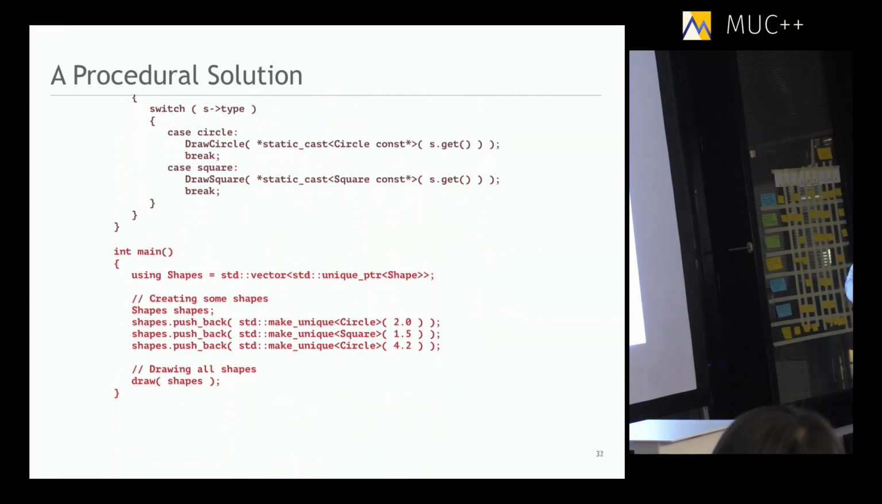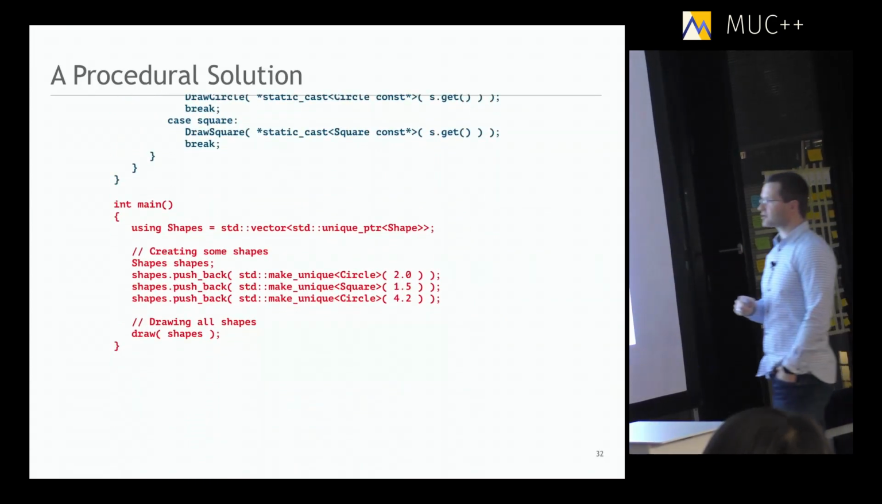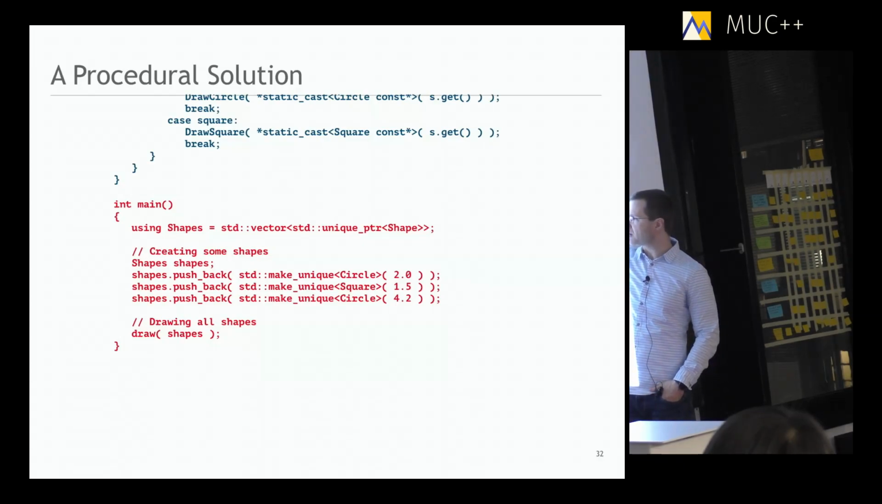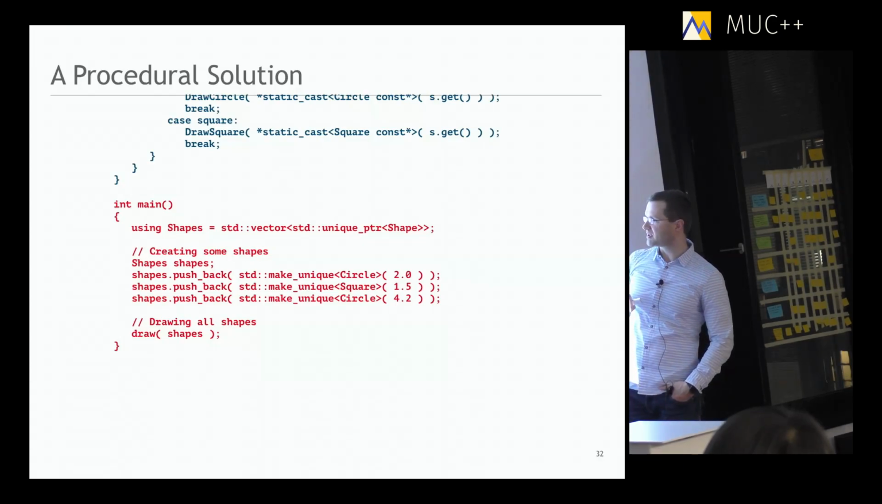Now, in the main function, I basically create a vector of shapes. So, nice type there first. And then I create a couple of shapes, a circle, a square, and a circle with radius, side length, and radius again.